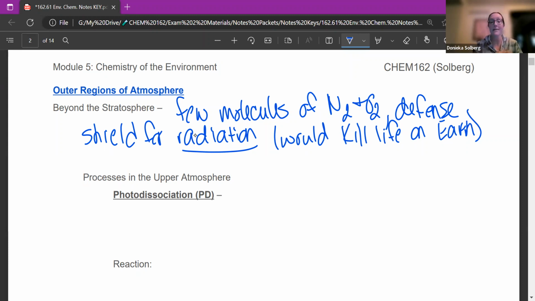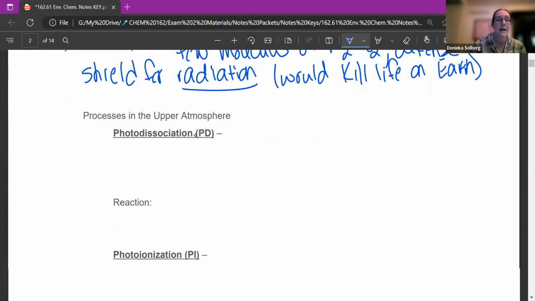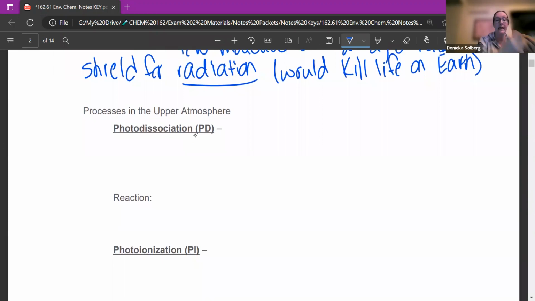So what processes do happen in the upper atmosphere? There are two main types of chemical reactions that we are going to talk about. The first one being photodissociation, and the second one being photoionization. We have heard the terms in this word before. Photo means light, right? And dissociation would be breaking apart. Photoionization would be light used to ionize, right? Take an electron off and turn it into an ion. So those are the types of reactions that actually happen: photodissociation and photoionization.